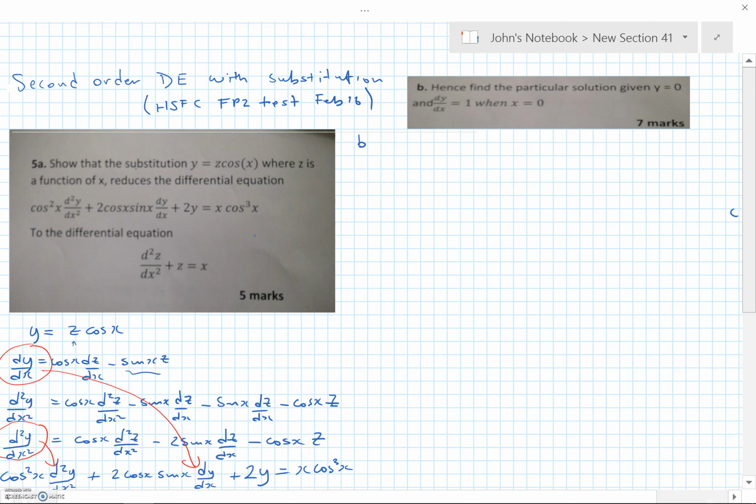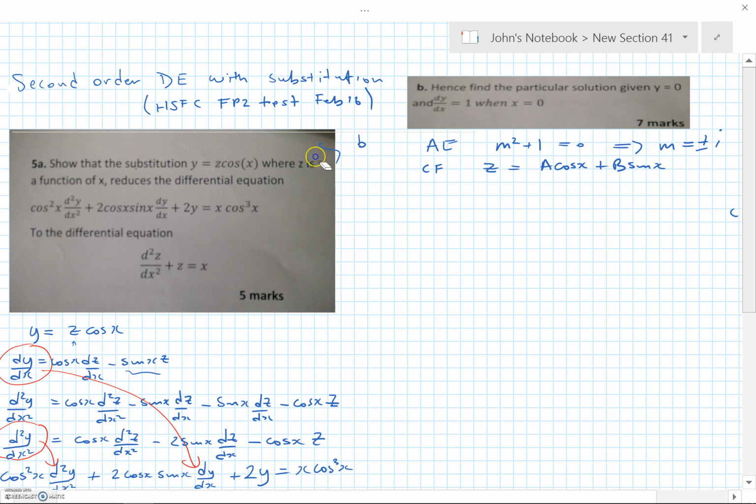Right, so for the second part we're more into the routine of just solving second order differential equations. We can see the auxiliary equation for the equation we've just found is m squared plus 1 equals 0, which gives us m is plus or minus i. That gives us a complementary function of z, because it's the variable we're dealing with, a cos x plus b sin x. Okay, now we need to find a particular integral.